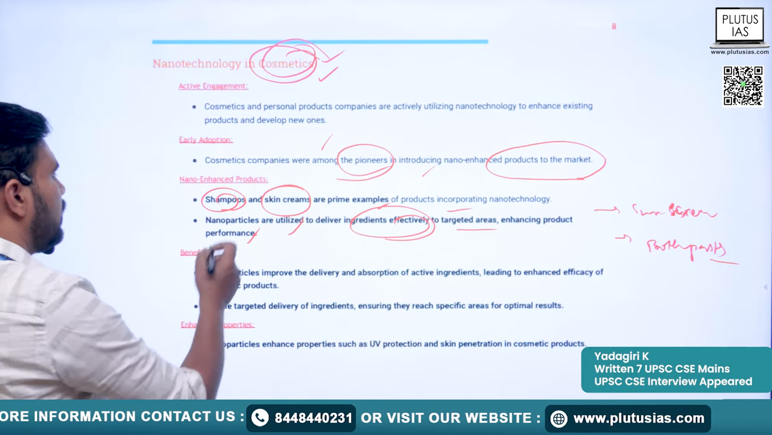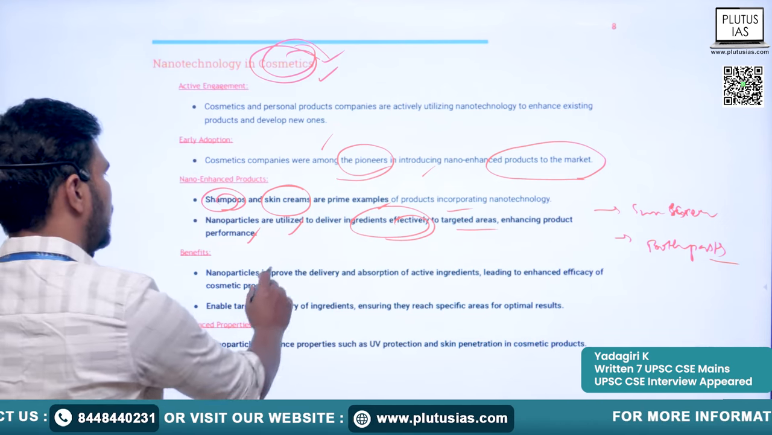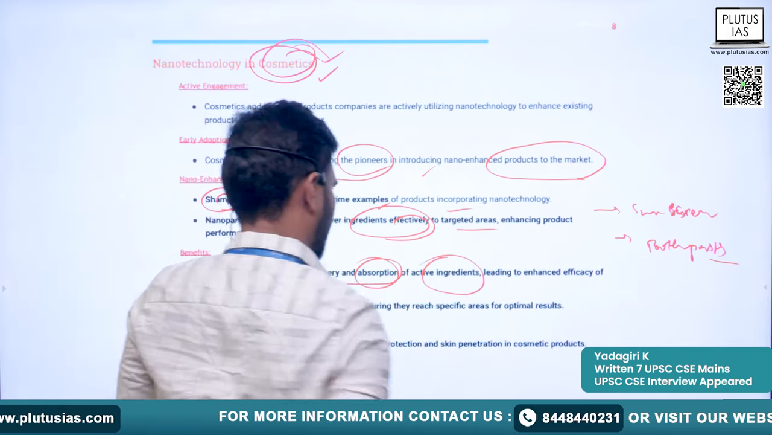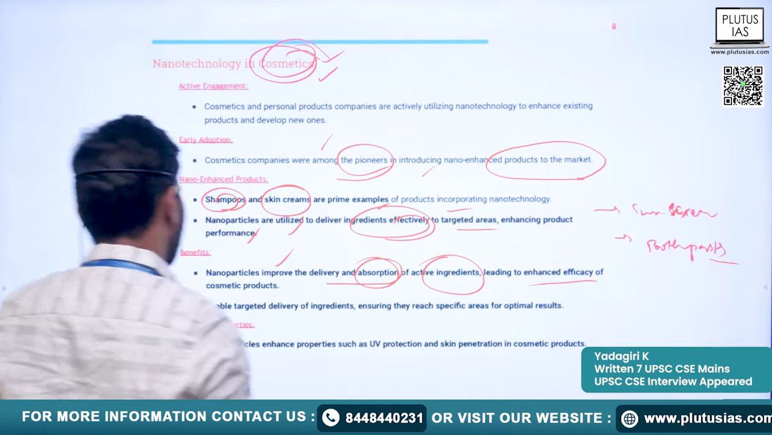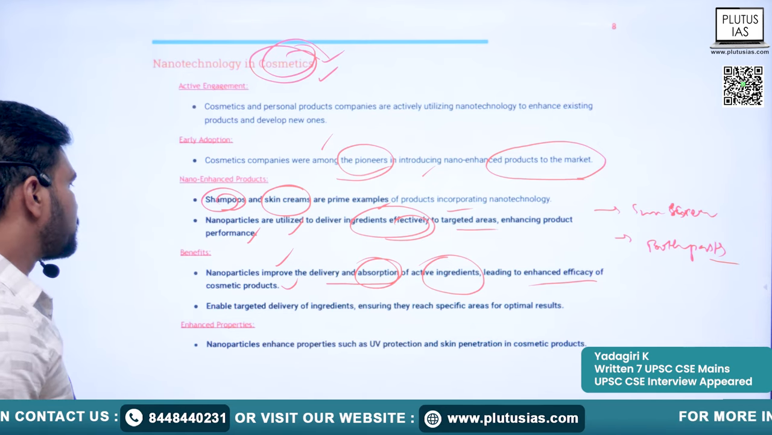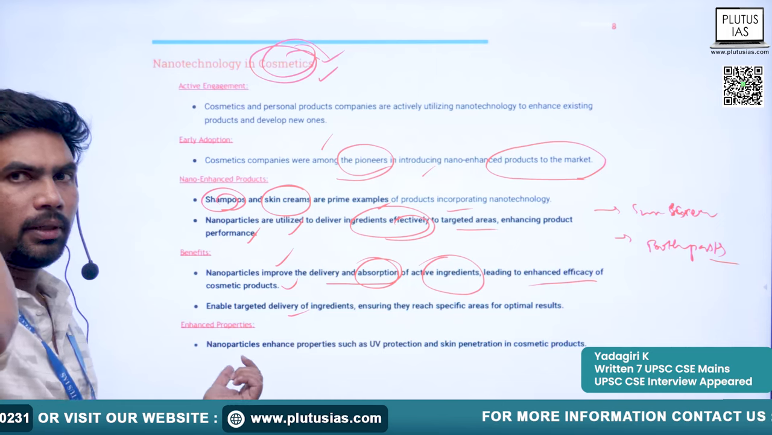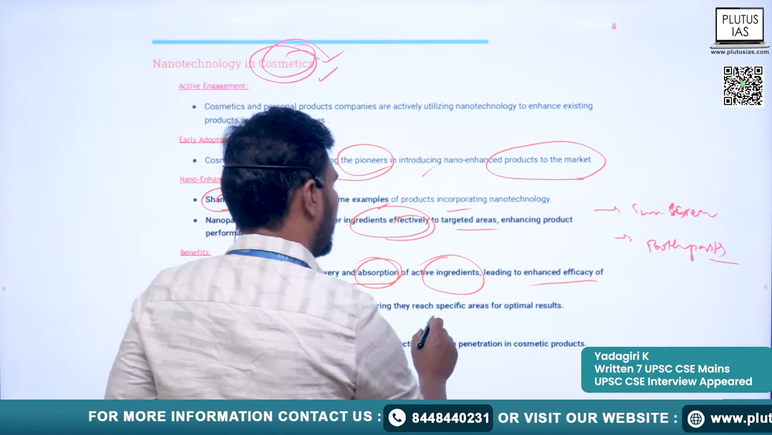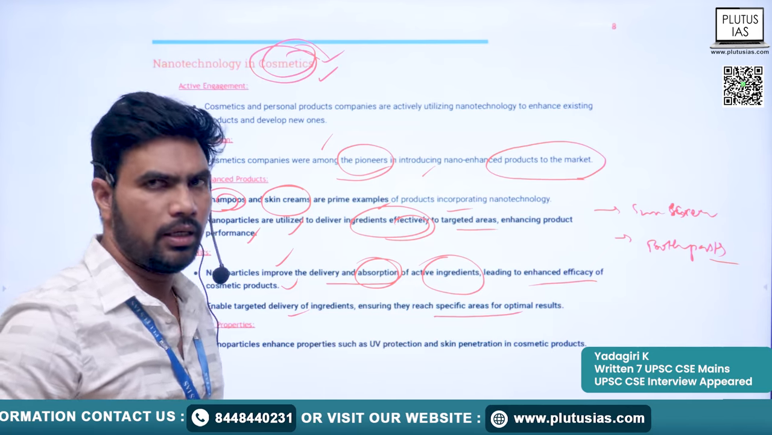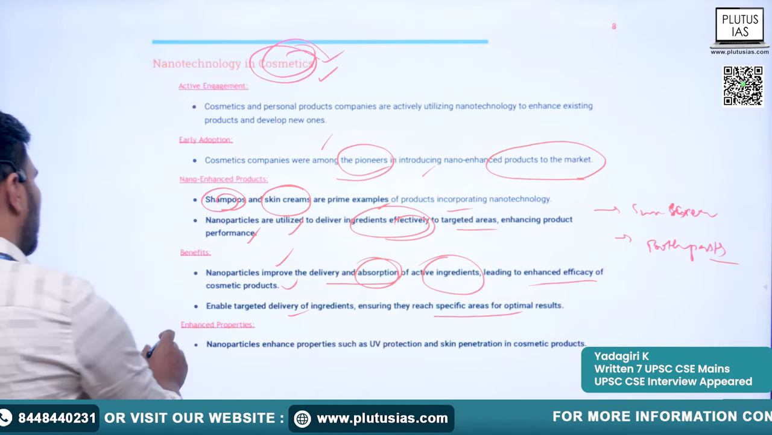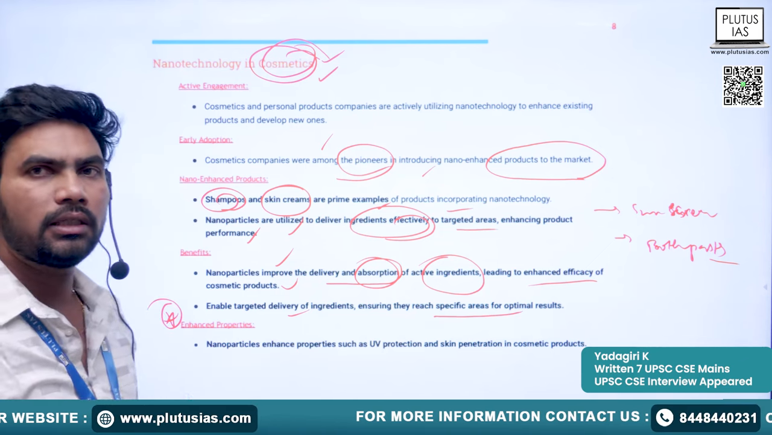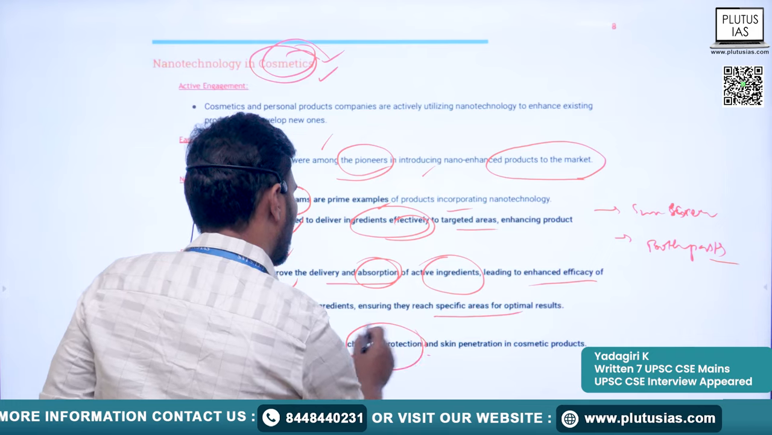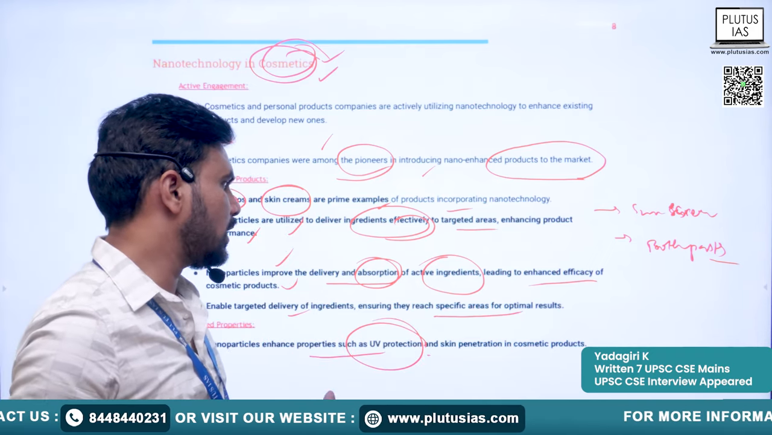If we see the benefits of use of nanoparticles in cosmetics, the nanoparticles improve the delivery and absorption of active ingredients, leading to enhanced efficiency of cosmetic products. Similarly, they enable targeted delivery. We have seen in medical applications also. Here also, they will enable the targeted delivery of ingredients, ensuring they reach specific areas for optimal results, right? Similarly, one more important aspect is the nanoparticles enhance the properties of particular products, right? They enhance properties such as UV protection and skin penetration in cosmetic products.